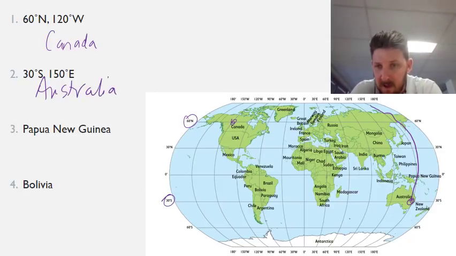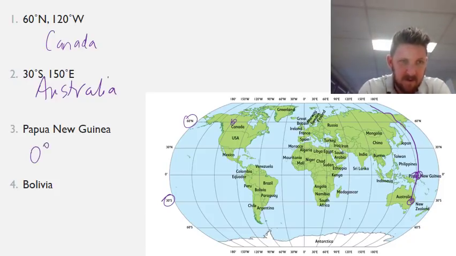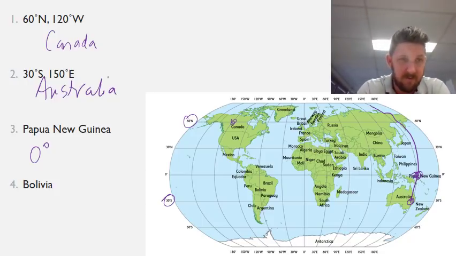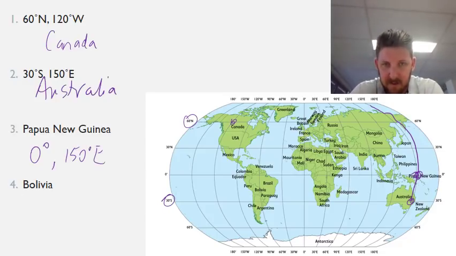Papua New Guinea. Here's Papua New Guinea here. Let's have a quick look at Papua New Guinea. We know that that is on the 0 degrees on the equator, and that we know it's still on that 150 degrees east.